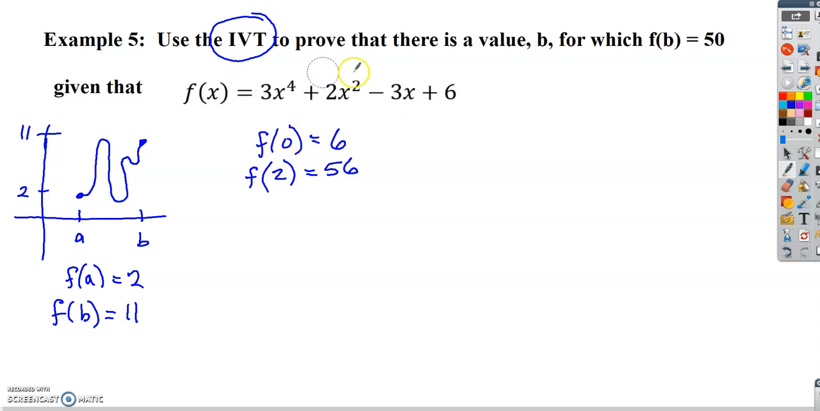Because this function's continuous, which it is, it's a polynomial, there's no issues. I know that if from 0 to 2, it goes from being 6 to 56, then along the way somewhere it had to have been 50. So this right here, by intermediate value theorem, shows there must be a place where the output is 50.